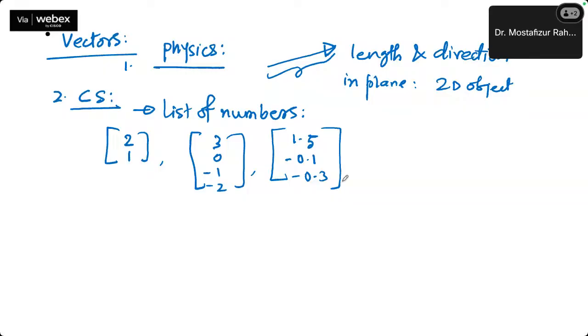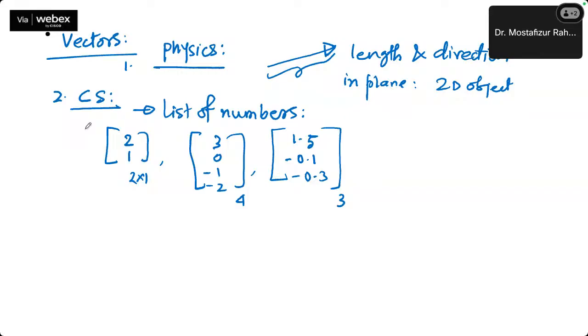So, these are typically lists of numbers. For example, here it's a 2 cross 1 list and the dimensionality is 2. Like the dimension of this list is 2. Here the dimension is 4. Here the dimension is 3. So these all are actually vectors. These are lists, and this is the definition given in the computer science literature.